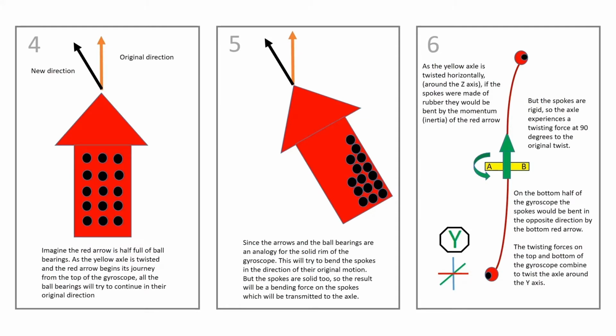Now imagine that the red arrow was hollow and contained a lot of lead shot. As the axle was twisted, all the lead shot would crowd into the right-hand side of the hollow arrow and try to continue in their original direction. They would act like a force on the right-hand side of the red arrow and try to bend the spoke holding the arrow to the right. That spoke in turn would act as a lever on the hub of the axle, bending it upwards. In diagram 6 the effect has been exaggerated. The spokes don't visibly bend, but the force is still acting to twist the axle.